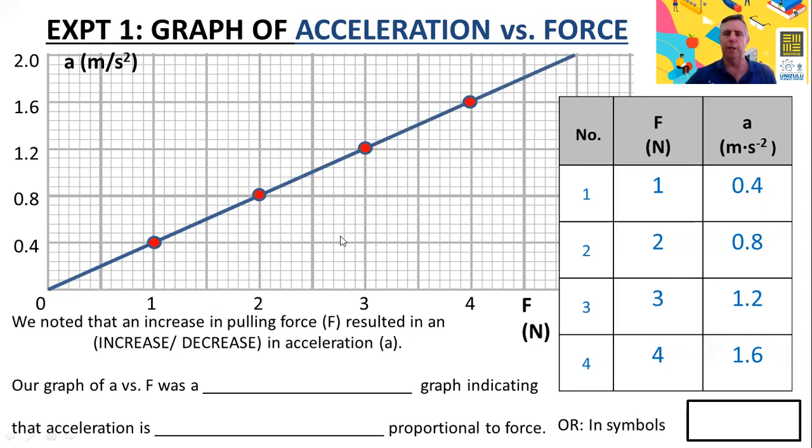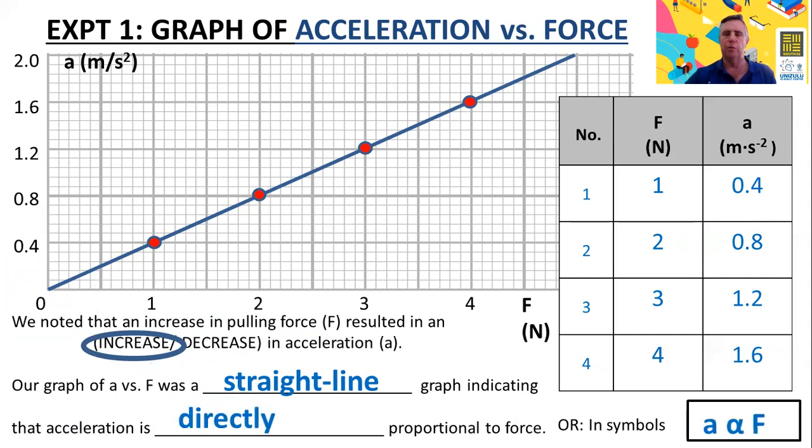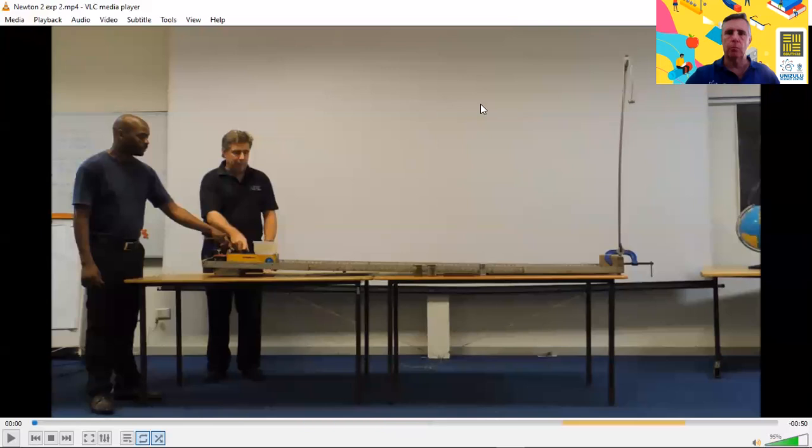So now we can come to fill in our conclusion. We notice that an increase in pulling force resulted in an increase in acceleration. Our graph of acceleration versus force was a straight line graph, and that indicates that acceleration is directly proportional to force, or in symbols, a is proportional to force. And that fits with what we understand. When you're pushing a car, the larger the force, the greater the acceleration, and the faster the car will go. That finishes the first part of our experiment.